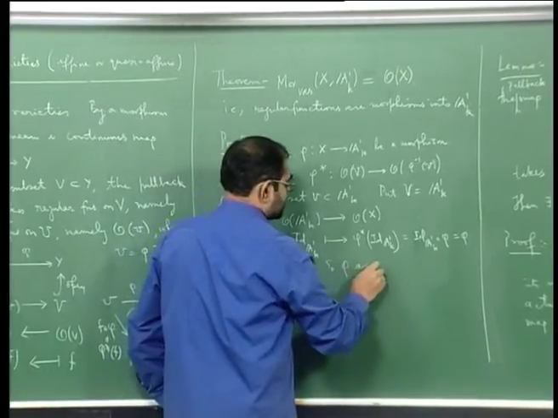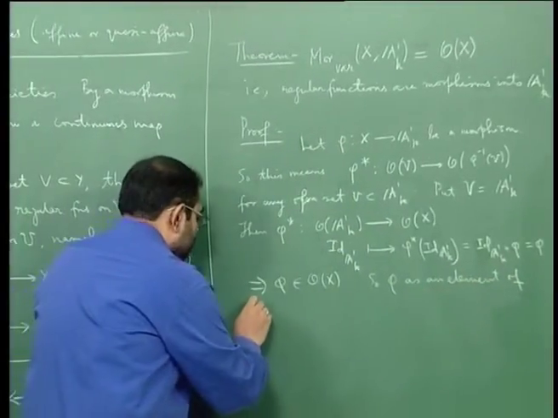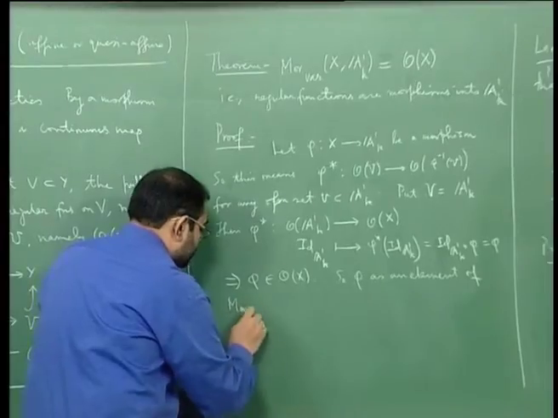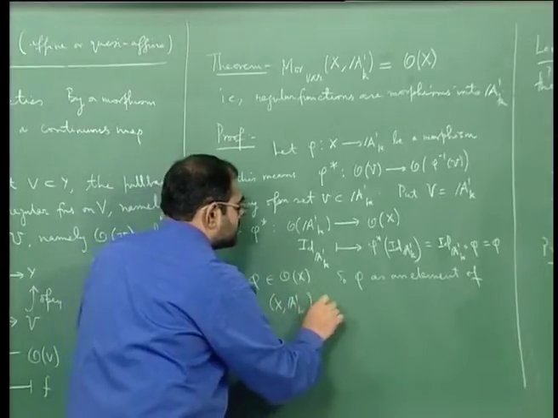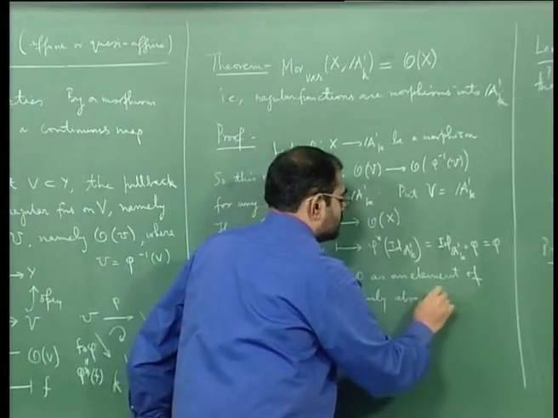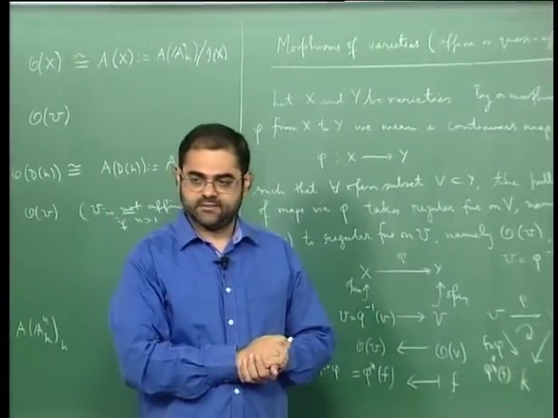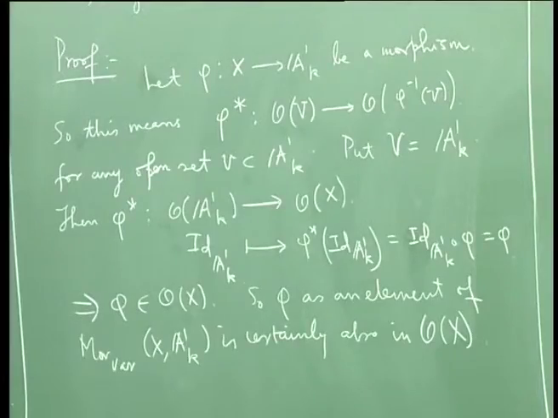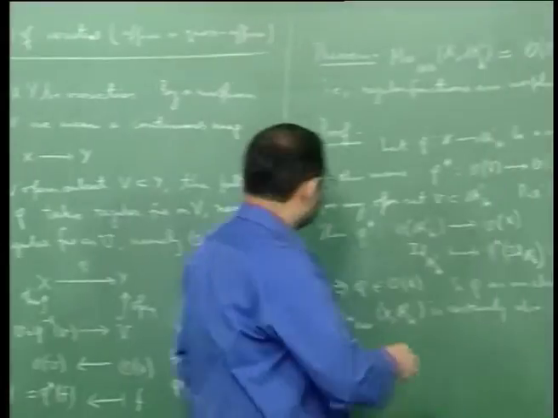So phi as a morphism of varieties from X to A1 is certainly also in O of X. So this is very trivial. I have to now do things the other way around. I will have to start with a regular function on X and say that that is a morphism. So let me do the other way.